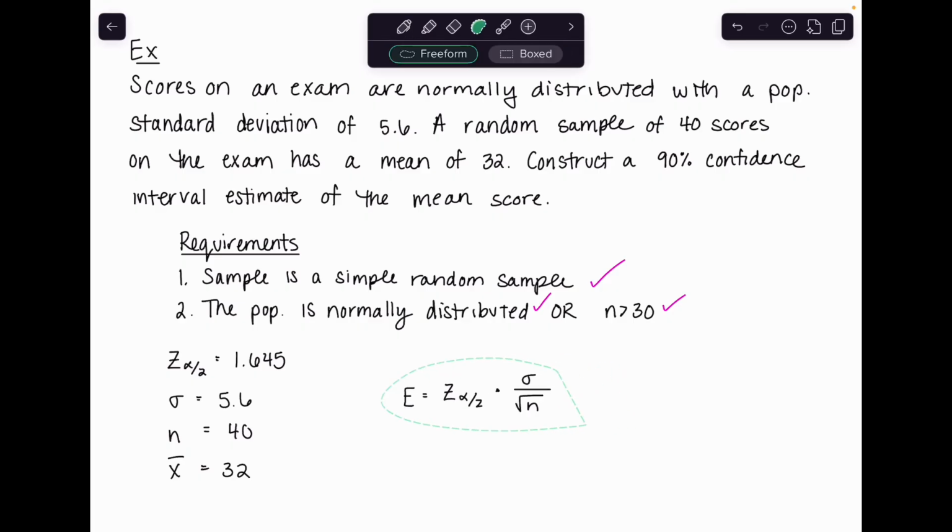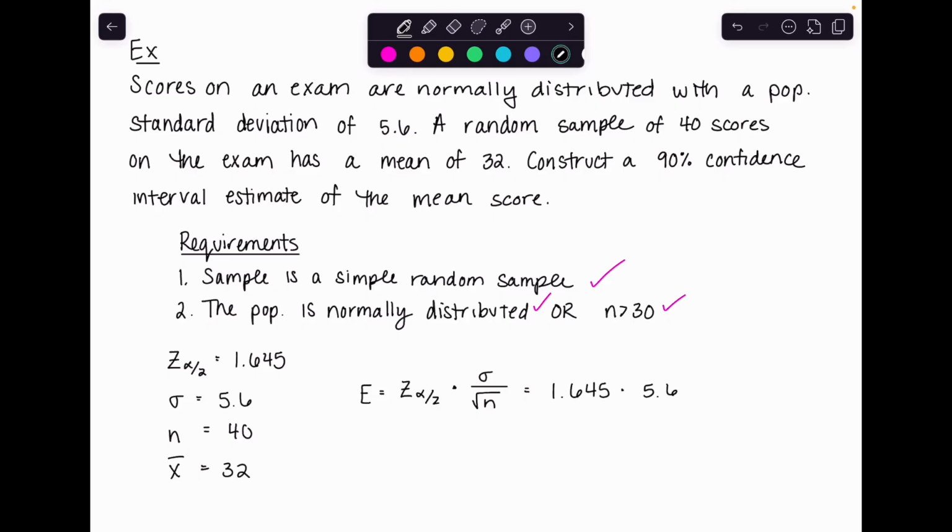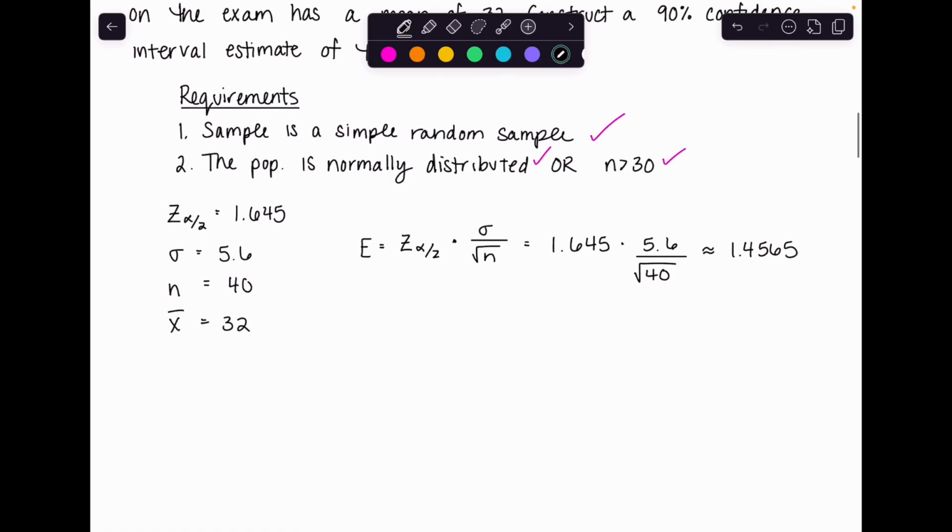So in this case, I now know I'm going to have 32 plus something minus something. So that error is found by taking 1.645, multiplying it by sigma, which is 5.6, and then dividing by the square root of n, which is 40. So I'm going to trust you can plug these into your calculator. This should give you 1.4565. So now that I know that my error is 1.4565, I'm going to add and subtract that to my mean to get my confidence interval.